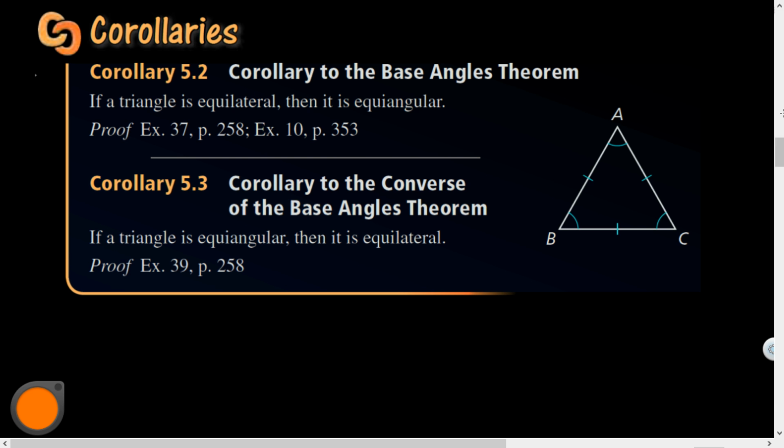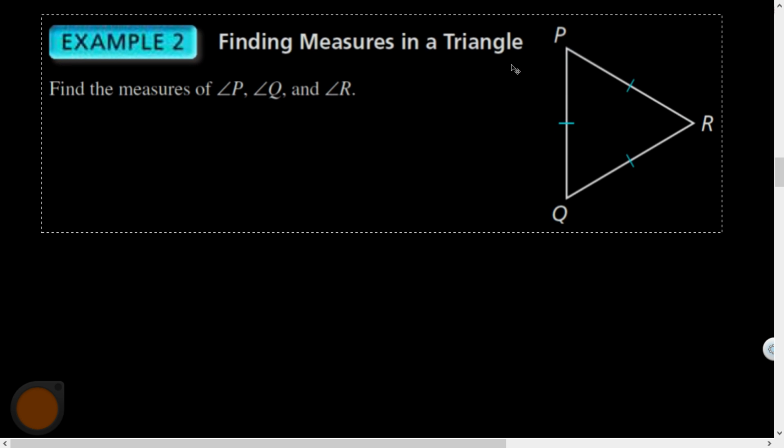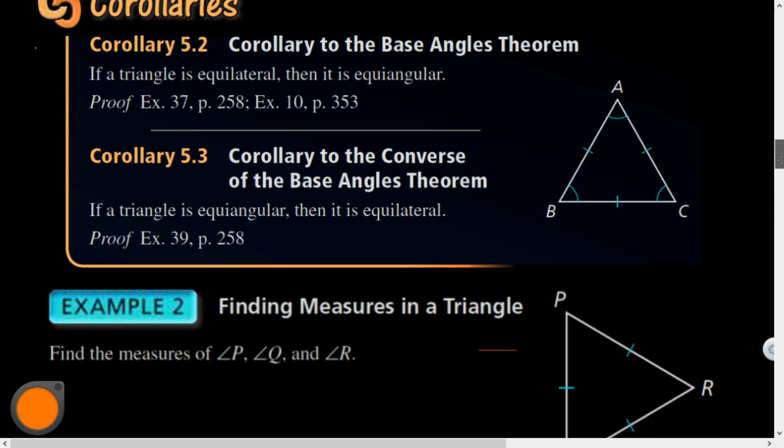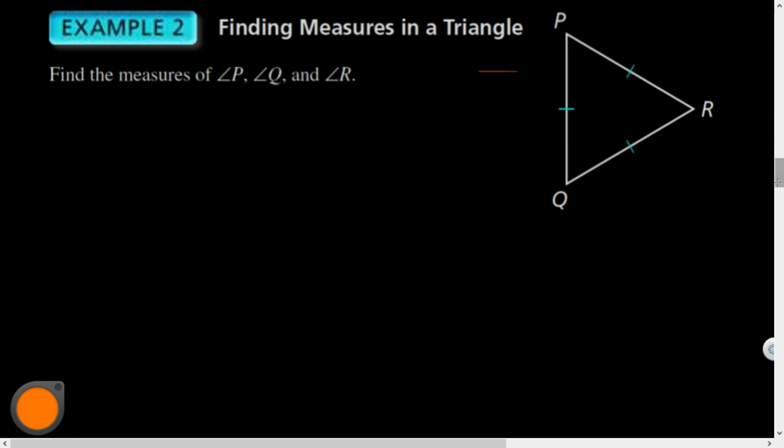Let's put those to work for us. Here's example 2. All right. Find the measures of angles P, Q, and R. 60. Actually, the corollary that we just did, notice it just says it's equiangular.